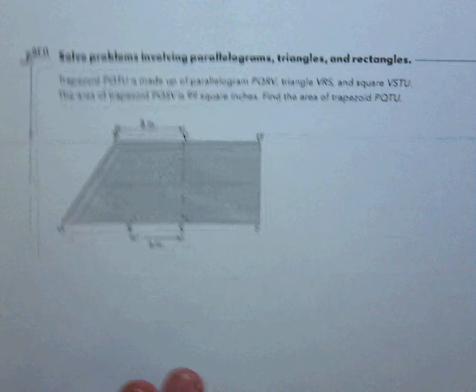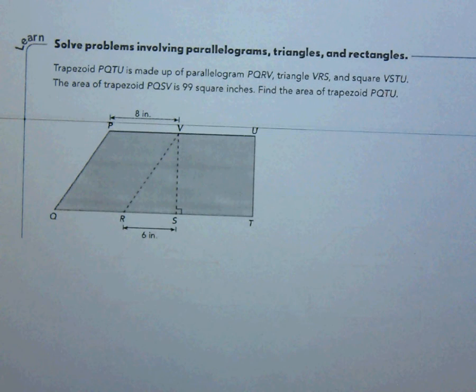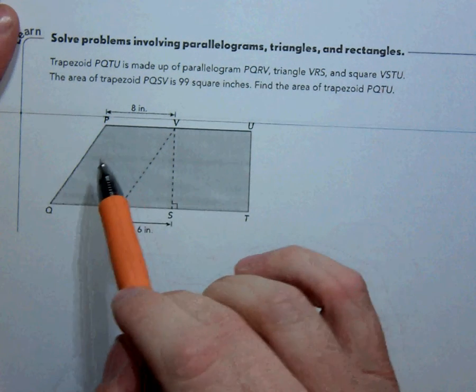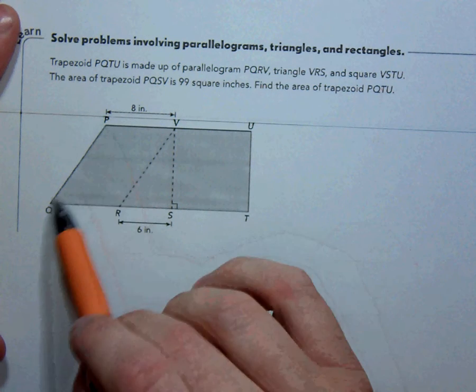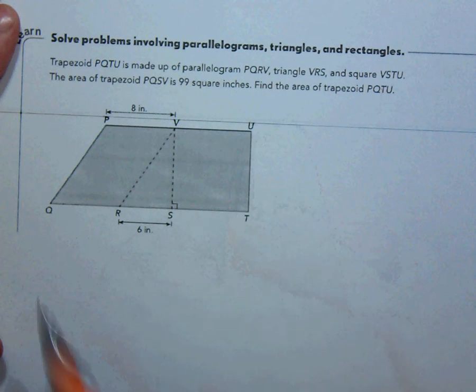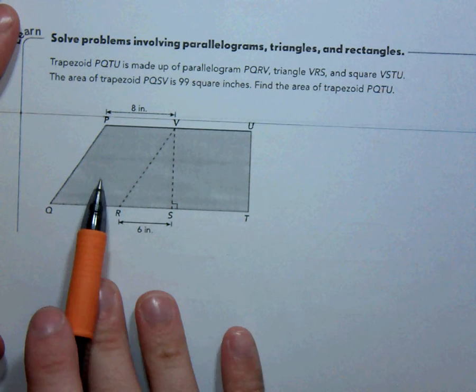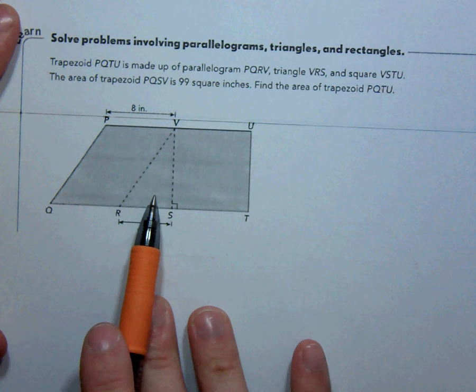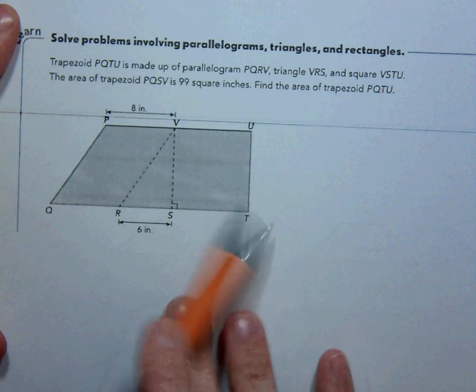All right, this one's a lot harder, a lot more difficult, just because it has more steps, and more steps seem to confuse people. More chances to trip up. So let's go through it slowly. We have trapezoid PQTU. PQTU, that's the whole thing, is made up of a parallelogram right here, a triangle, and a square.